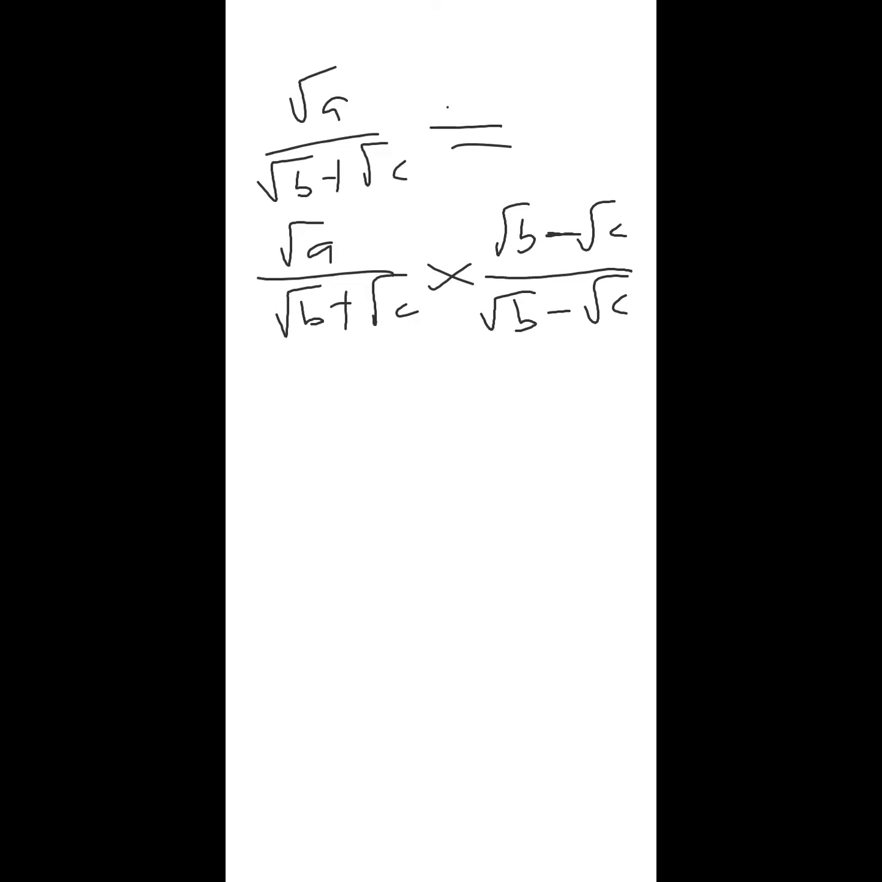That is just so the process of rationalization is the same, because root b minus root c over root b minus root c will give you 1. So we have not changed the value, we only modified the appearance of this expression. So at the end of the day, what you are going to get is root ab minus root ac all over, by the time you expand this, of course, b minus c.